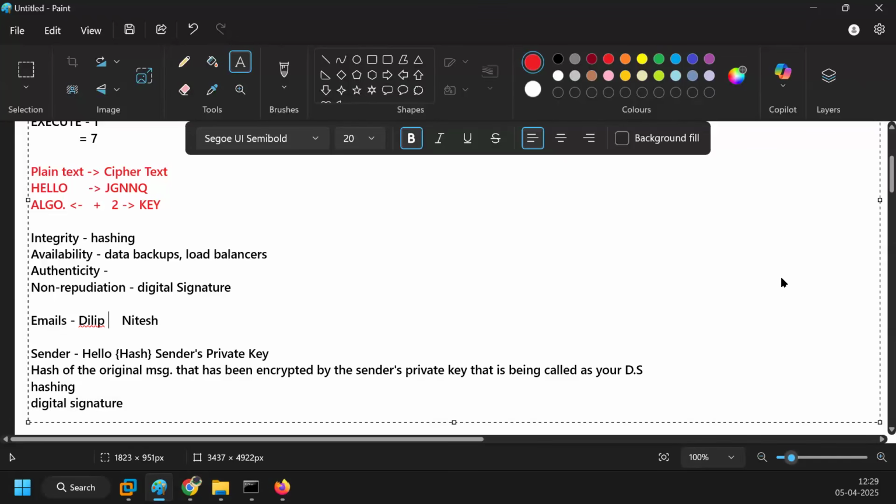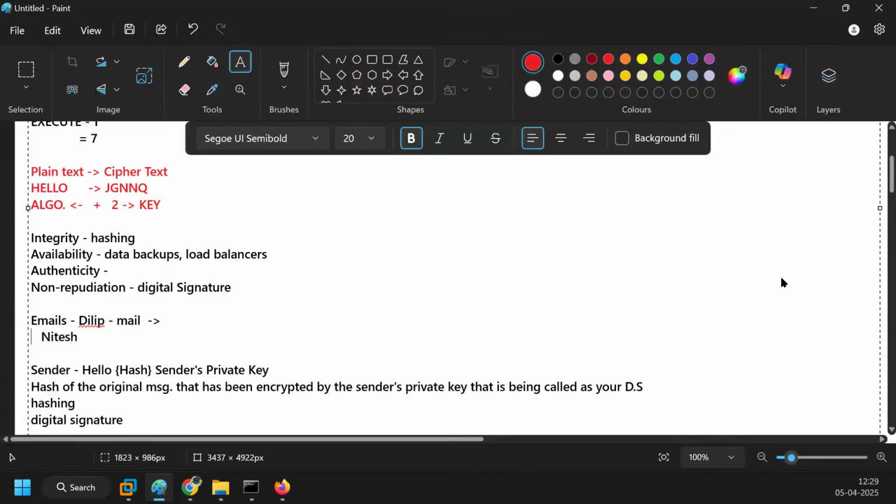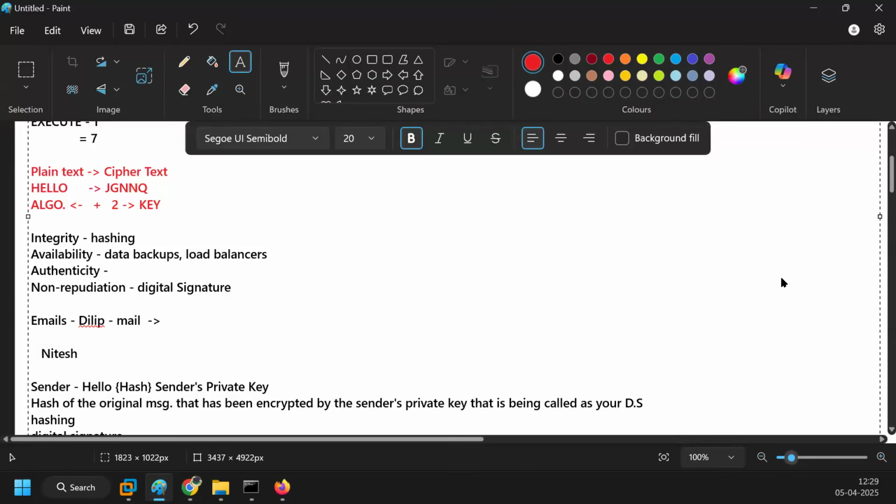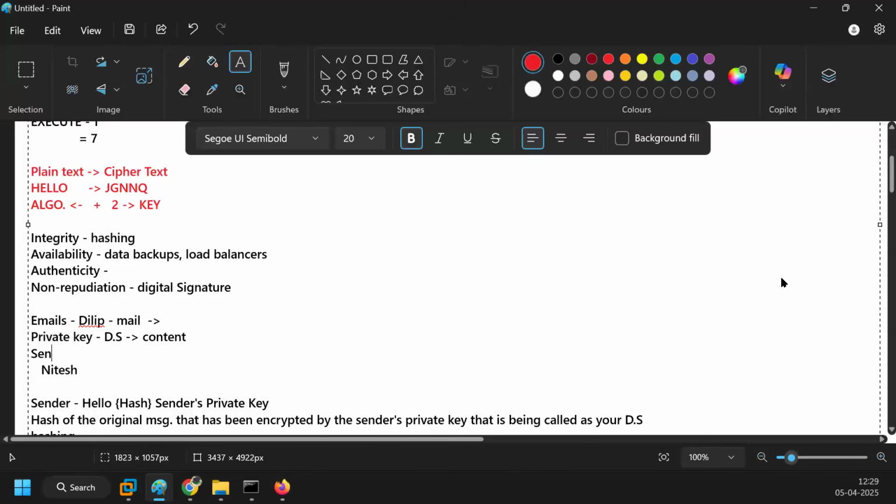Now, let's say Dilip wants to send a mail to Nitesh. Dilip will use his own private key to create a digital signature for whatever content we are having in that particular mail. Then after that, he is going to send that mail to Nitesh.